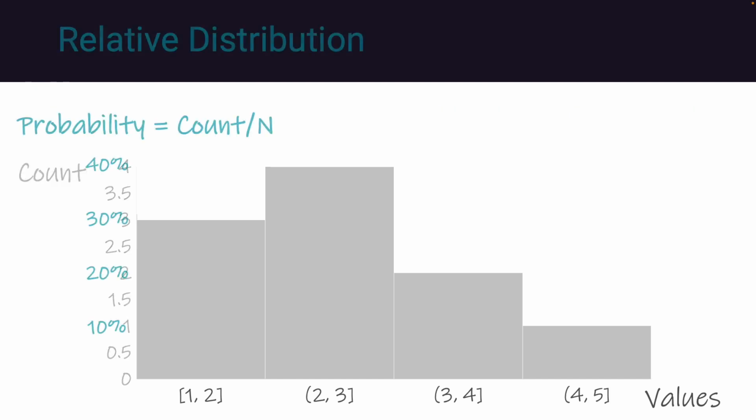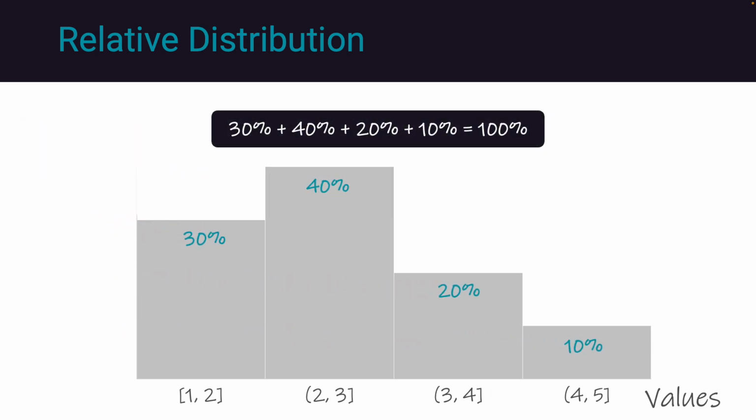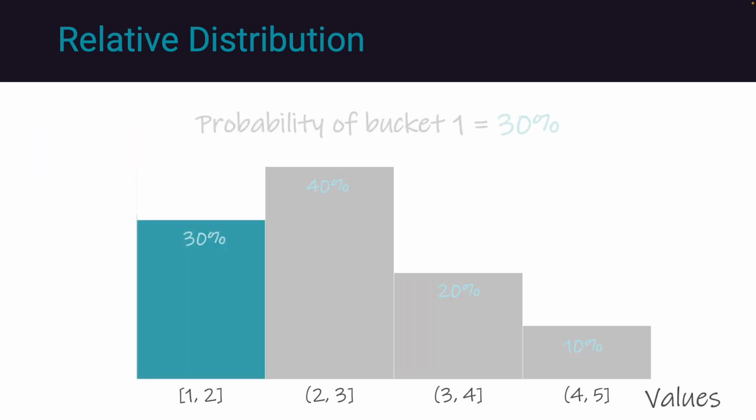To gain a deeper understanding, we introduced the concept of a relative distribution. By dividing the counts on the y-axis by the sample size, we obtain the probabilities, ensuring that the total sum equals 100%. For instance, the probability of obtaining a number from the first bucket in our dataset is 30%.